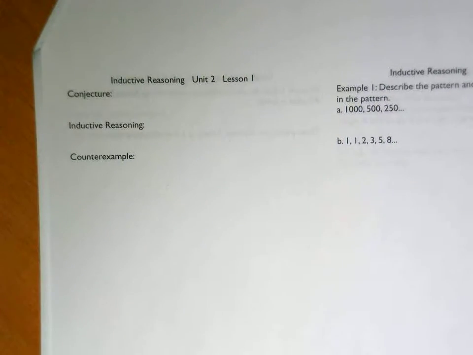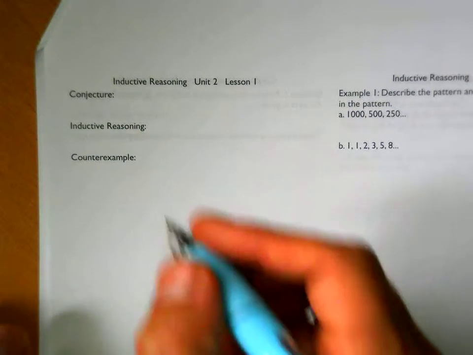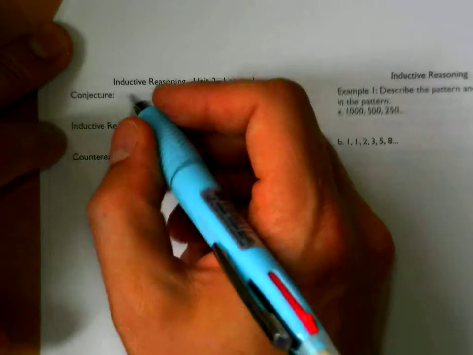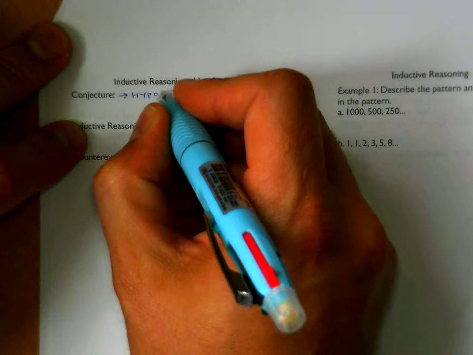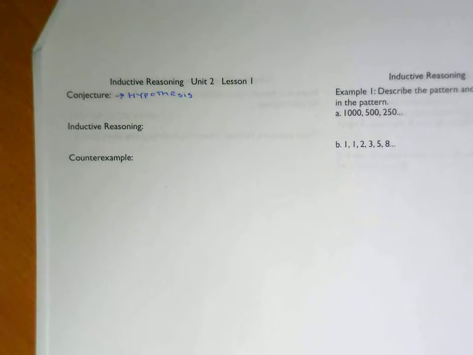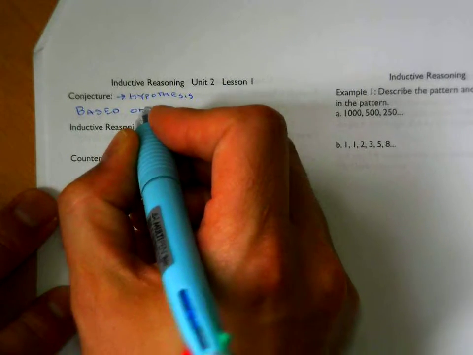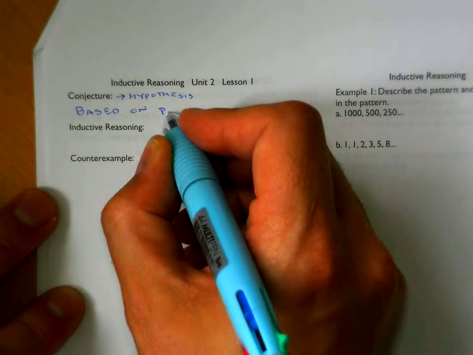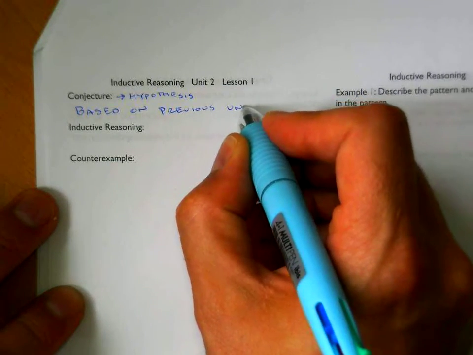today. So number 1, just a little bit of vocabulary to start off with. A conjecture. What is a conjecture? Well, if you were in a science class, you might call it a hypothesis. They're essentially synonyms, although not quite. You can say it's an educated guess based on previous understanding.